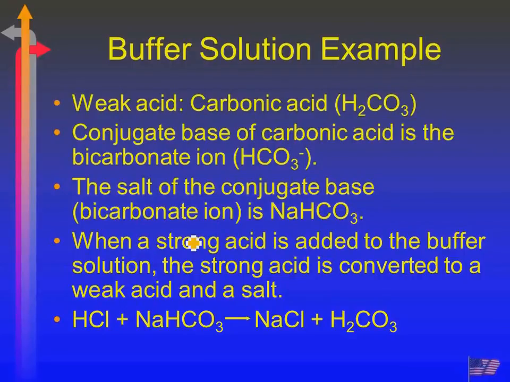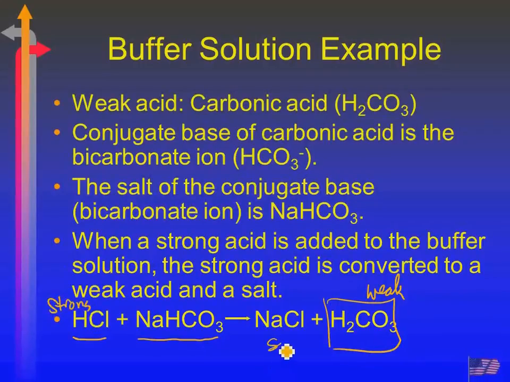So when a strong acid, hydrochloric acid, is added to our buffer, it's converted into carbonic acid, a weak acid, and a salt. And in this case, it happens to be what we would call sodium chloride. It doesn't necessarily have to be sodium chloride, but there's a salt that is produced as a byproduct. Does that make sense? Take a strong acid, add a buffer, get a weak acid that I can control a whole lot easier.